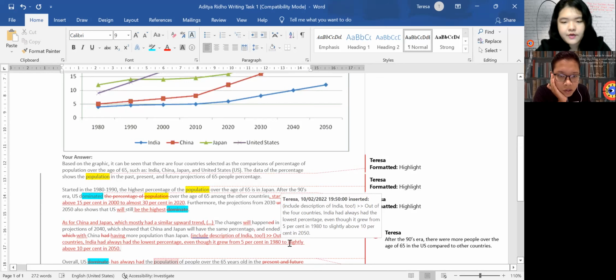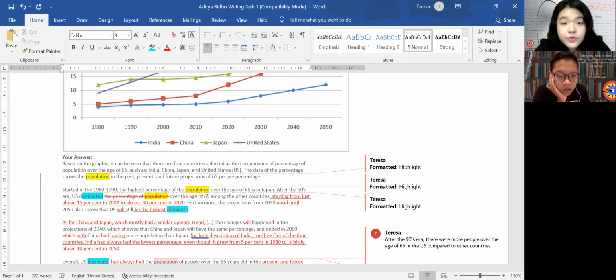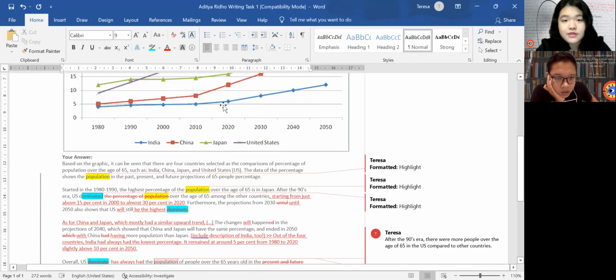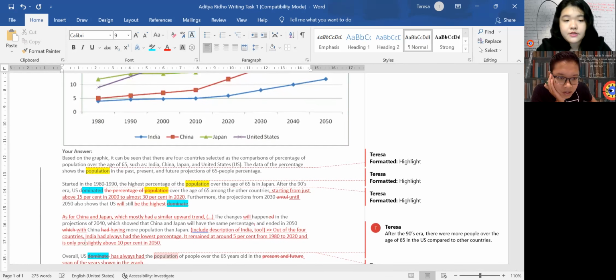Oh wait, we have to separate this because this is the projection. Let me change it to make it more accurate. It remained around 5% from 1980 to 2020. I say around because it's just slightly up. And it's projected to only increase to slightly above 10% by 2050.